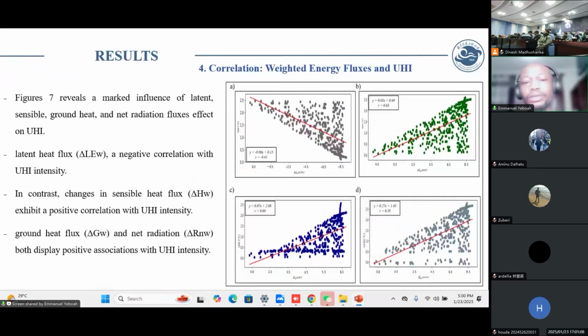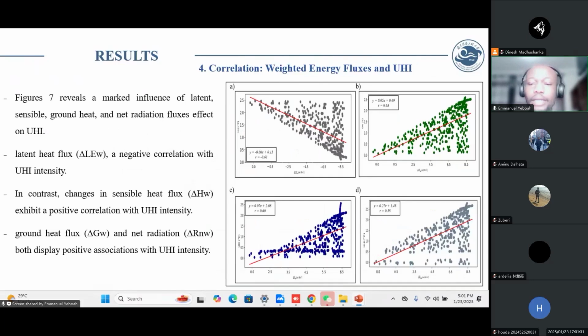Now, we went ahead to conduct a correlation between these energy fluxes and UHI, and there are results. You can see from the A that latent heat has a negative, inverse relation with UHI. That means because of these cooling effects from vegetation, water bodies, and so on. In contrast, it's evident that sensible heat, ground heat, and net radiation have a positive correlation with UHI. In this sense, you can see that there's no direction of influence. We don't know whether the influence is coming from UHI or is coming from these fluxes.